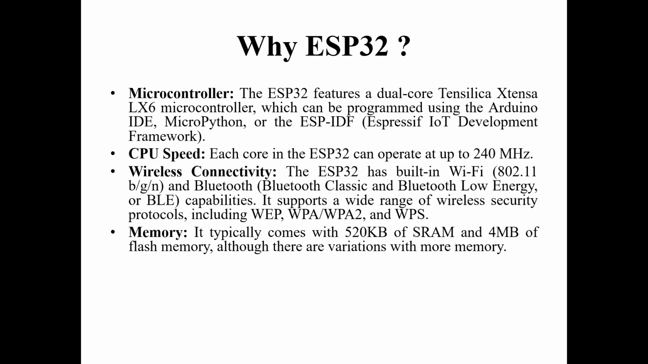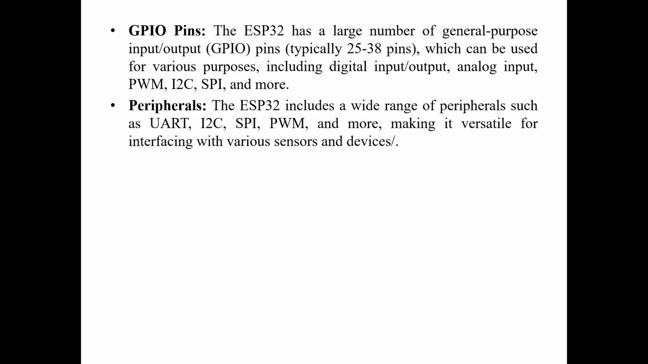Although there are variations with more memory, then its general input and output pins. The ESP32 has a very large number of general purpose input or output pins, typically 25 to 38 pins, which can be used for various purposes including digital input or output, analog input, PWM, I2C, SPI and more. The peripherals are listed here. The ESP32 includes a wide range of peripherals such as UART, I2C, SPI, PWM and more, making it versatile for interfacing with various sensors and devices.